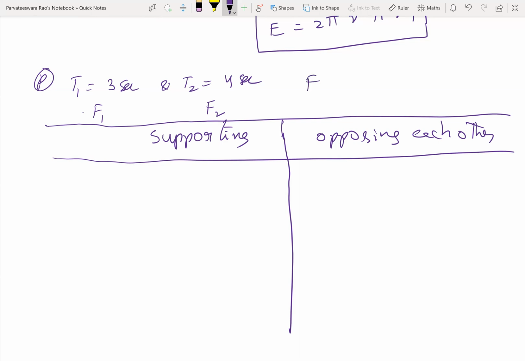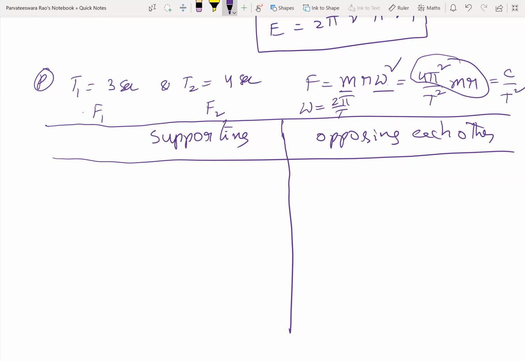See, we have the formula F is equal to m r omega square. M and omega are same. So it can also be written as 4 pi square by T square m r, in place of omega substituted 2 pi by T. This 4 pi square m r can be taken as common. So it will be C by T square, where C is a constant.